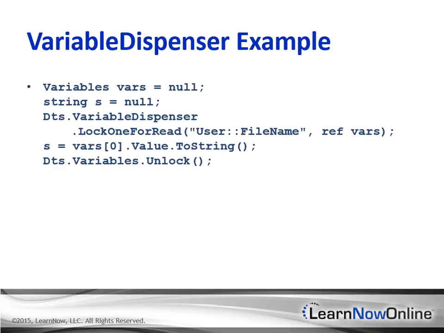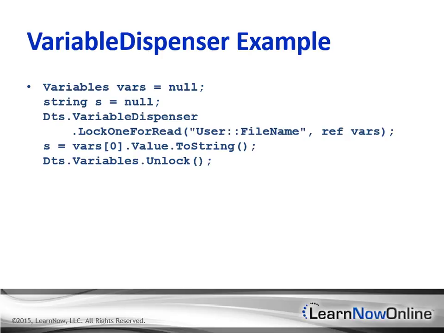Here's a typical example of how you'd need to use the VariableDispenser object to access a variable. It uses the LockOneForRead method to lock the myString variable and then populates the vars collection variable with the current value. Once the code grabs the value and puts it in the s variable, it unlocks the variable. Notice that you call the Unlock method on the variables object, not VariableDispenser. It's a little bit weird how you lock and then unlock it because you're doing it on different objects.